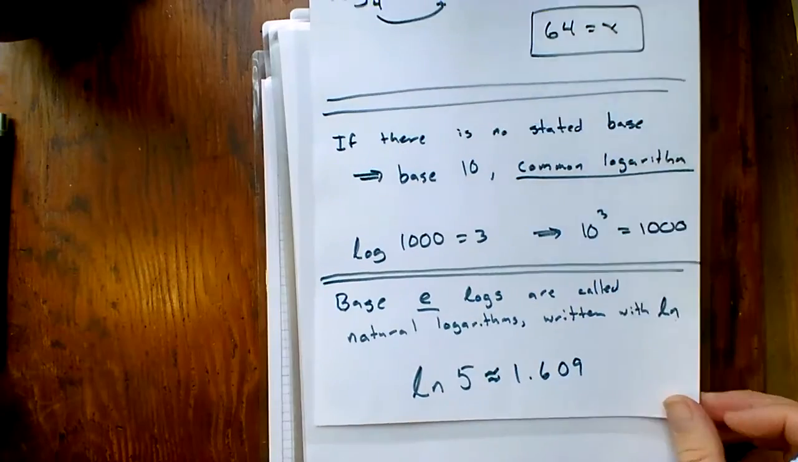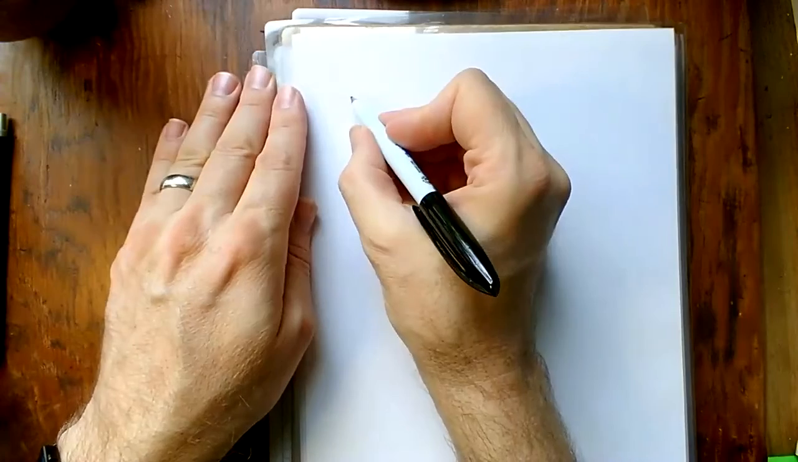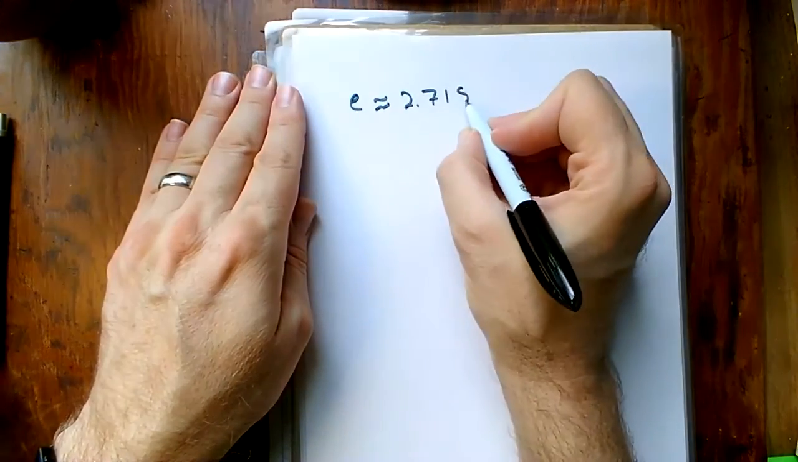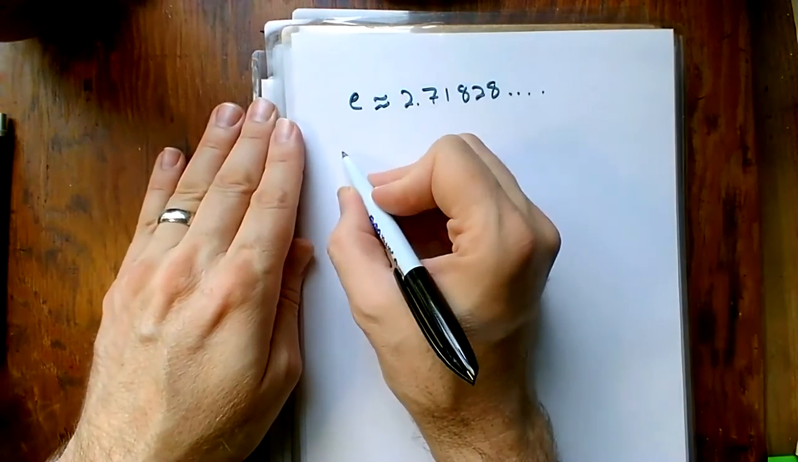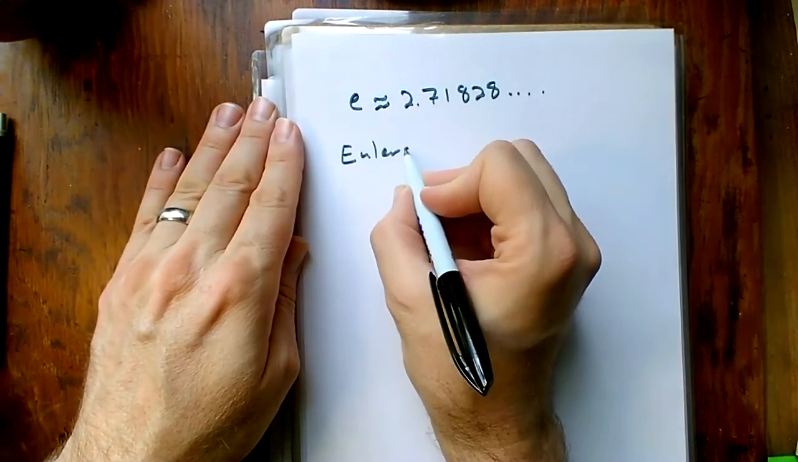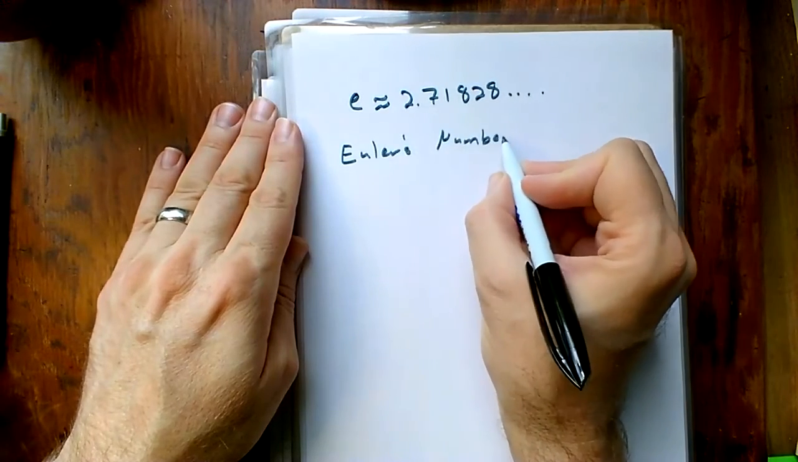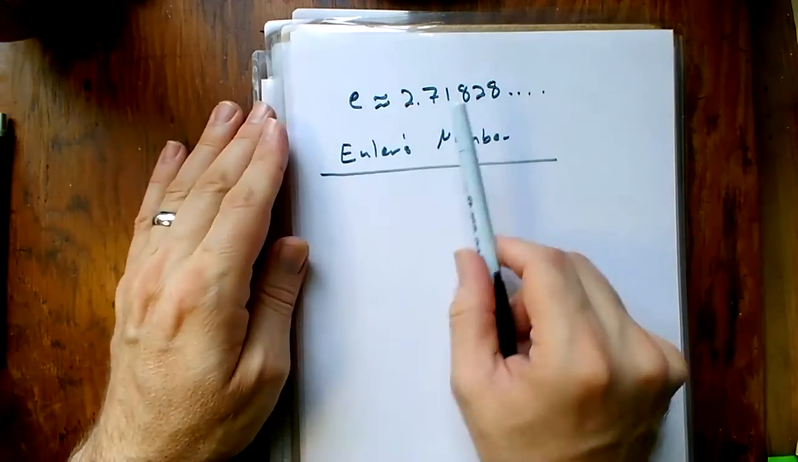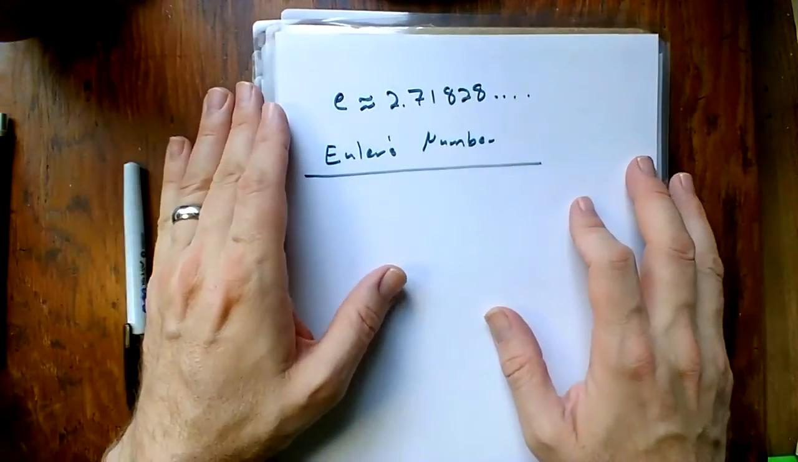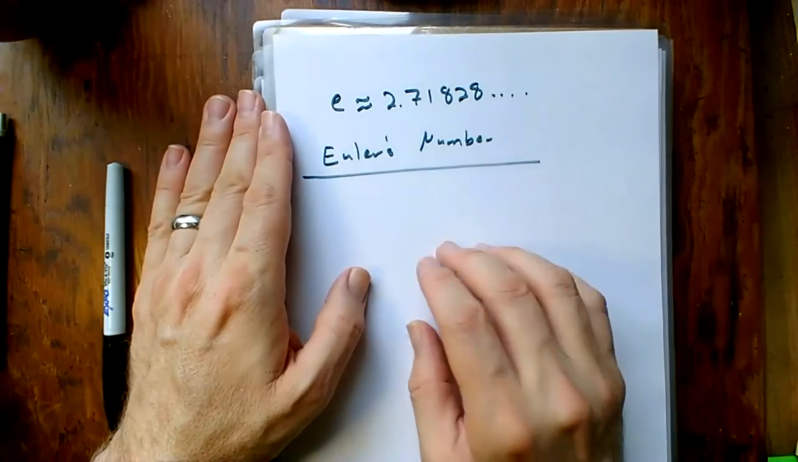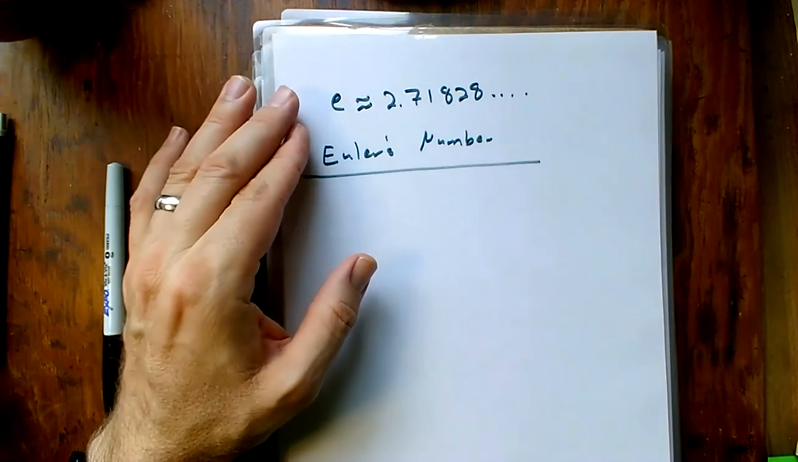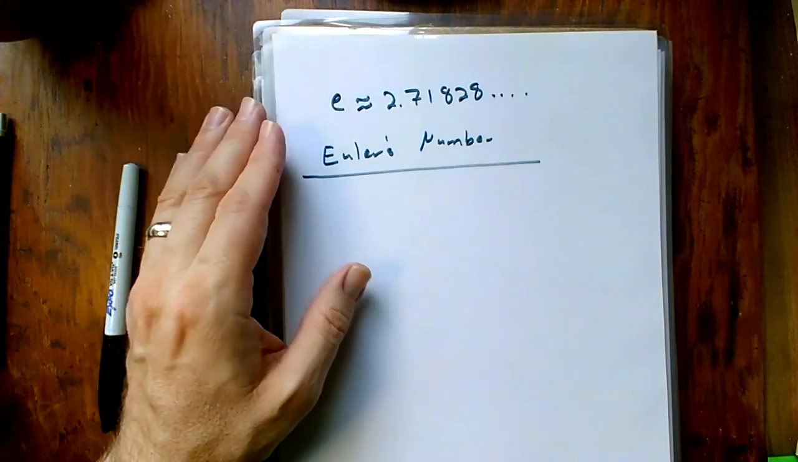e is a special number. e is what we call Euler's number. e is approximately equal to 2.71828 and a lot of change. It's Euler's number. And e has some very special properties. It's what we call a transcendental number. It shows up all over in nature, kind of like pi does. It's one of about, I want to say, five different transcendental numbers that we run into.